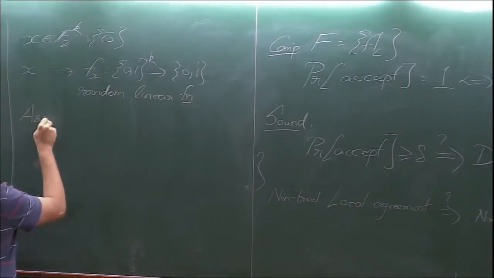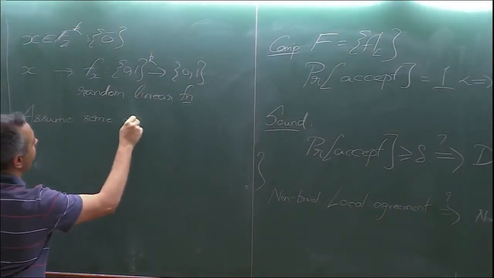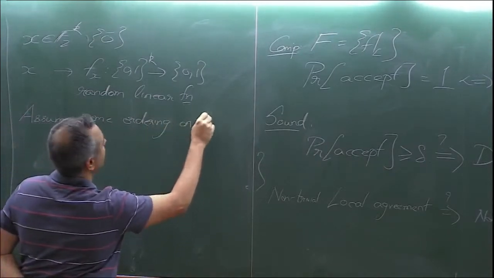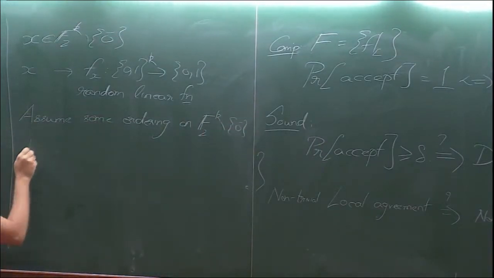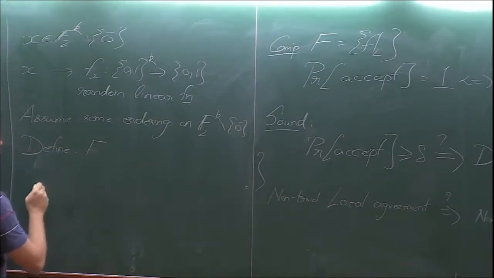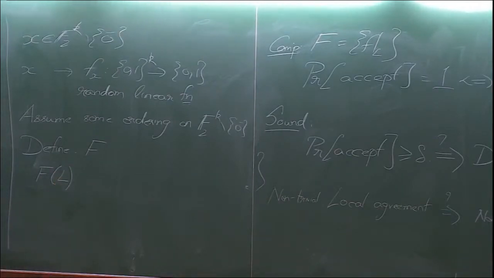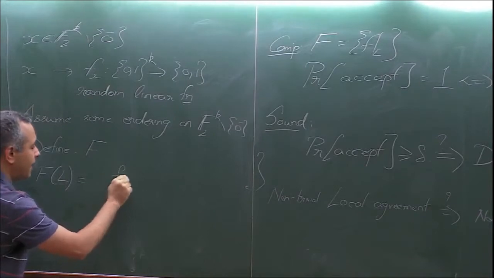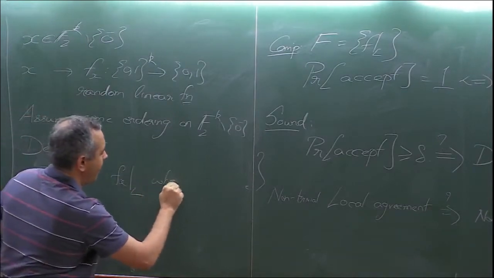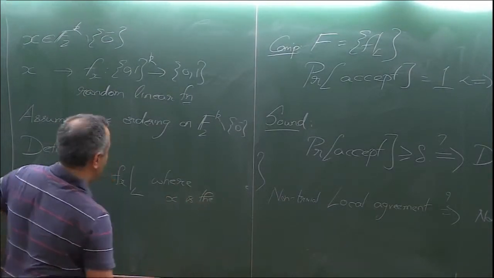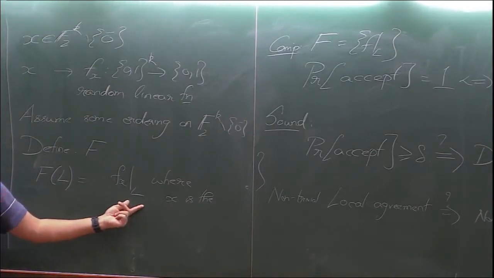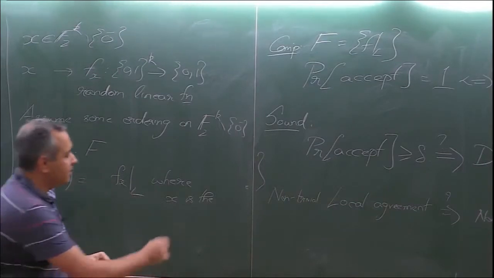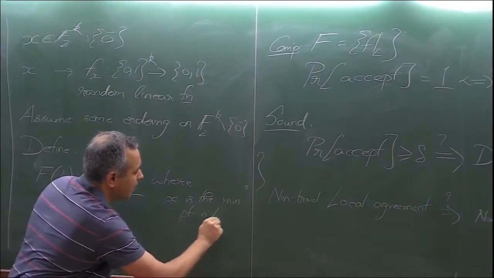Let's also assume some arbitrary ordering on F2 to the k minus the all zeros vector. Now I'm going to define F. So F at L, what am I going to do? I'm going to define it to be Fx restricted to L, where x is the smallest point in L. Look at the points in L, pick the smallest point according to this ordering, take that linear function and give its restriction to L. Is this clear? So x is the minimum point in L.